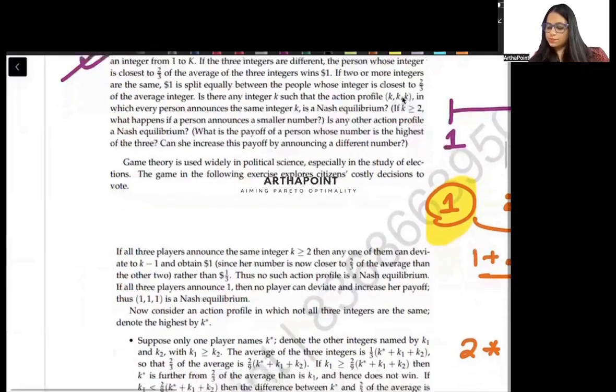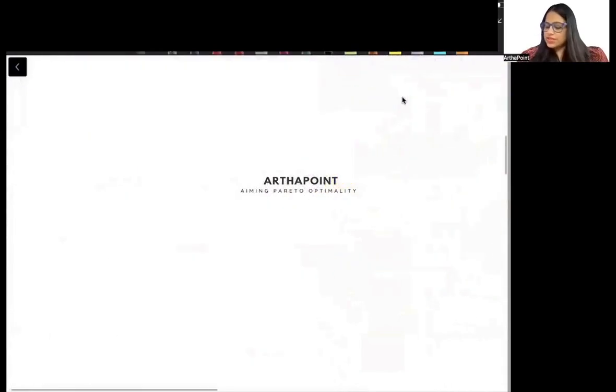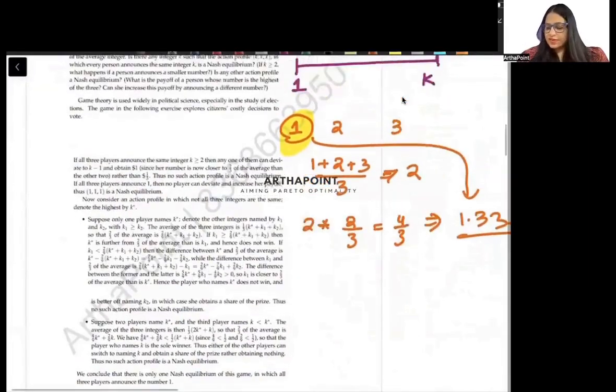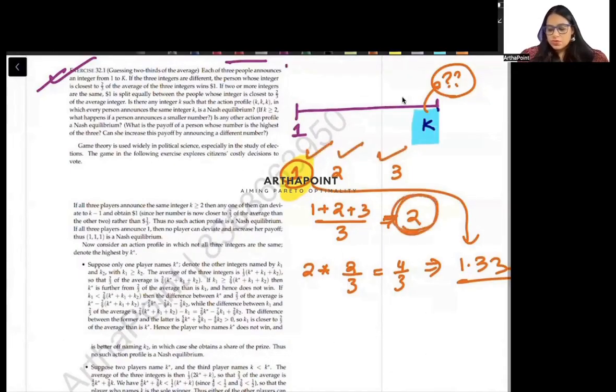Let me explain this to you. Try to understand; first, did the game make sense? What we are saying is that you can announce any number between 1 to k. We don't know yet what this k is. Once you announce a number, what is going to happen? Once the 3 players have announced their numbers, you find the average of these numbers, then take 2/3 of this average, and whoever is the closest will win $1.